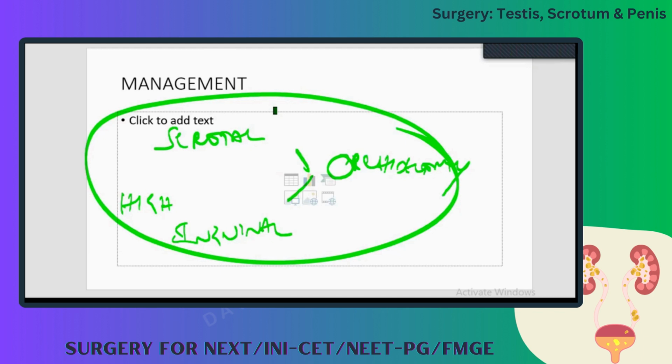High inguinal. High inguinal only. Scrotal is never, because of the same thing. I'm telling you not to put a needle or a biopsy inside. So how can you incise the scrotum? Again, the lymph nodes will be hampered, right? So we'll give an incision in the inguinal region above the lymph nodes, and we'll pull the testis outside and remove it. Okay?